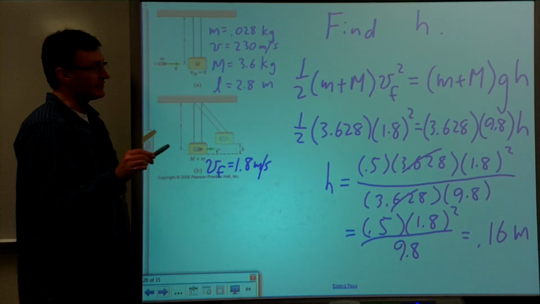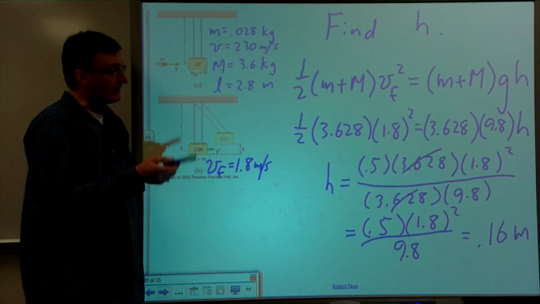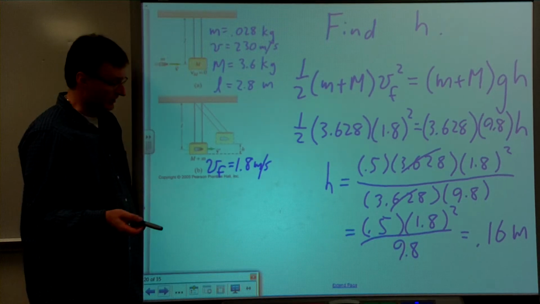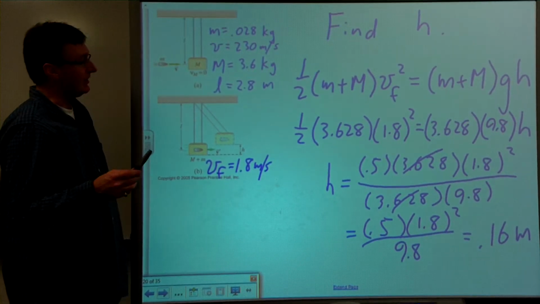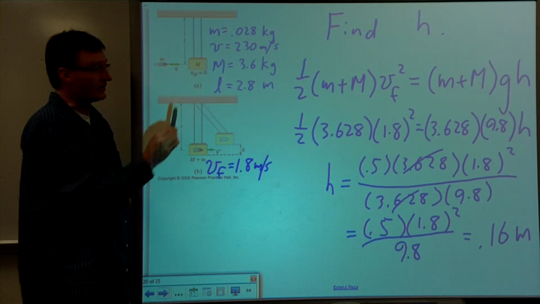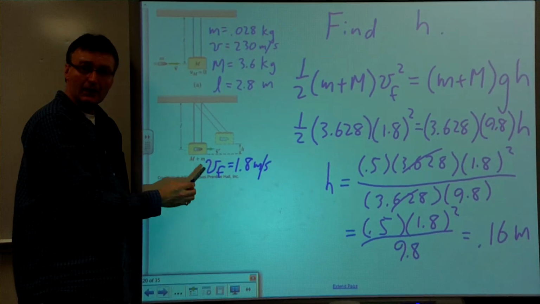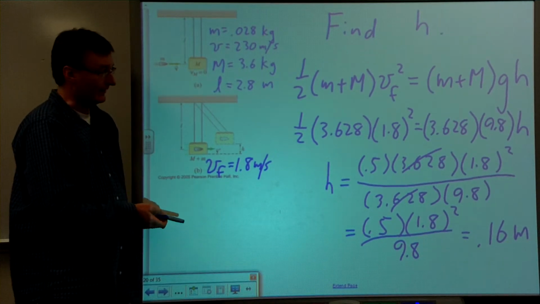So you have to understand when it is that you can and cannot use conservation of momentum or conservation of energy. Anytime you see a collision itself, think conservation of momentum. This kind of scenario here, think conservation of energy.